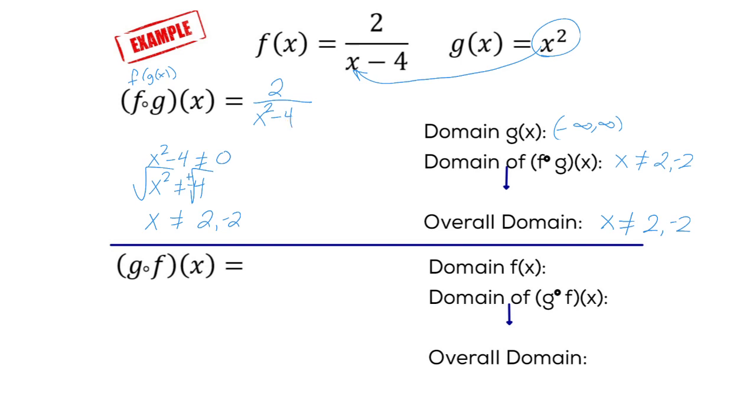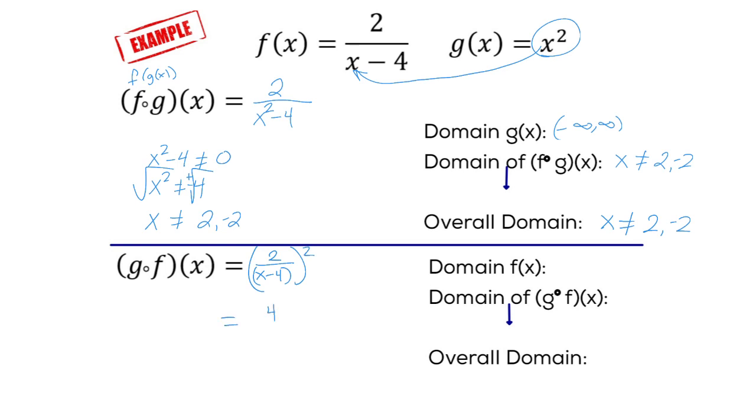Okay, let's try this next one. g of f of x. I'm going the other direction now. I'm going to take the f function and I'm going to put it into the g function. So I'm going to take this and put it in right there, which means I'm going to have to take that thing right there and square it. Okay, so 2 over x minus 4, and I'm squaring that.